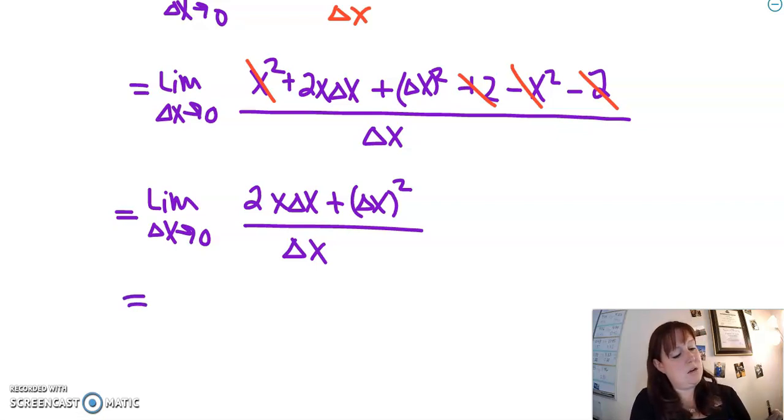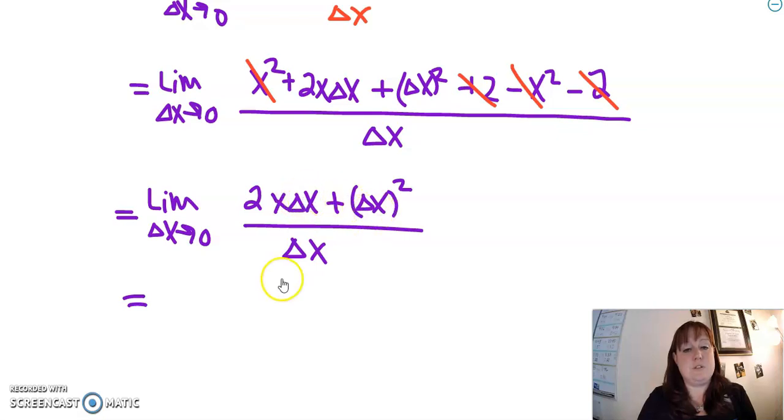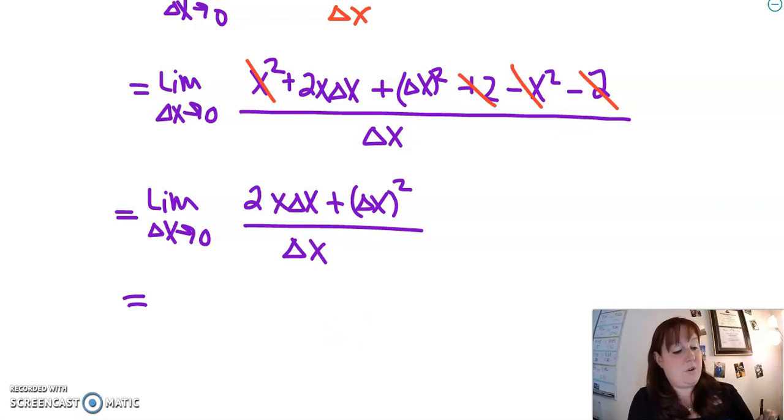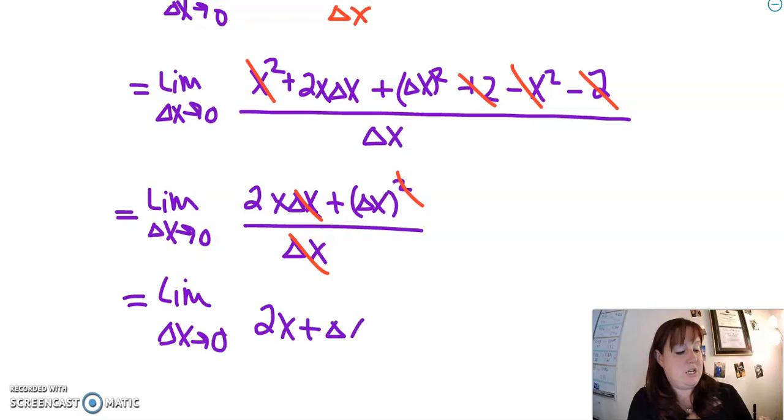Yes, we can. Because if I tried direct substitution right now, I said the limit as change in x approaches 0, I would put 0, 0, 0, and I would get 0 over 0, which is the indeterminate form. So I can't do that, right? I need to simplify this. So if I divide each of those by change in x, that goes away, and one of those goes away. So I end up with the limit as change in x approaches 0 of 2x plus change in x.